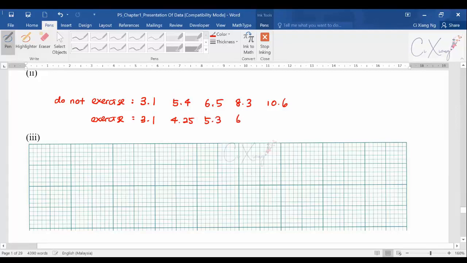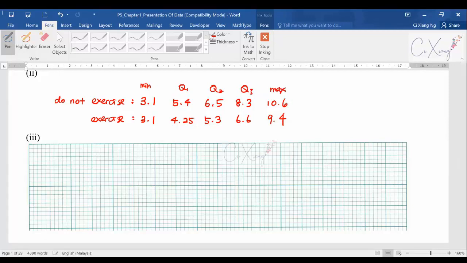5.3, 6.6, and the largest value should be 9.4. So these are the two sets of data that you have, and this is minimum, this is Q1, Q2, Q3, maximum. Okay, so once you get all these values already, then you can start drawing the figure, drawing the plot or the diagram. Okay, so again, when you want to draw the diagram, you also need to have the scale of your axis.